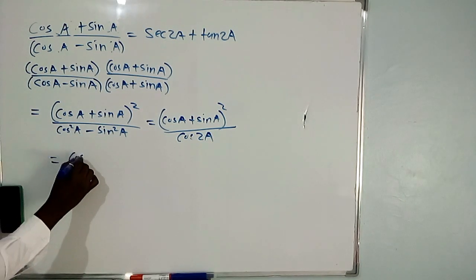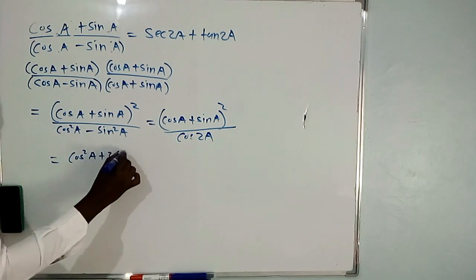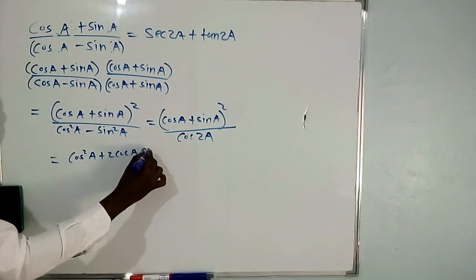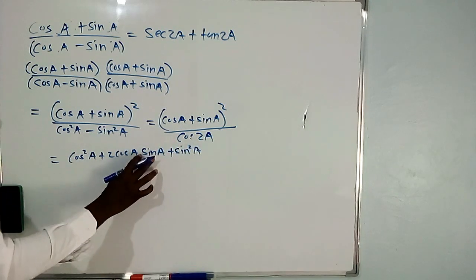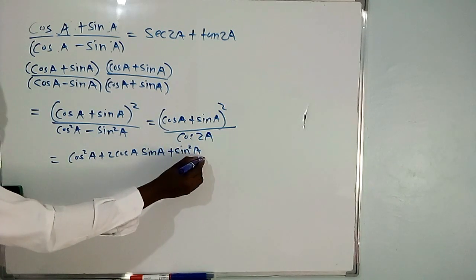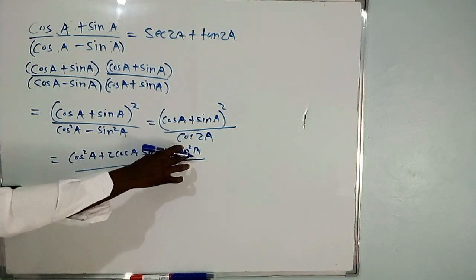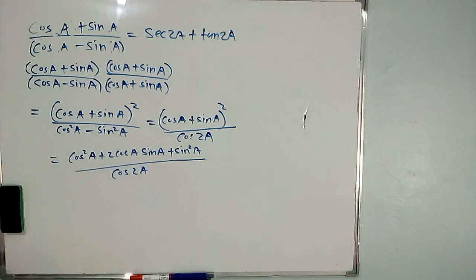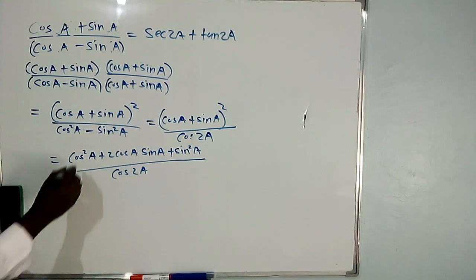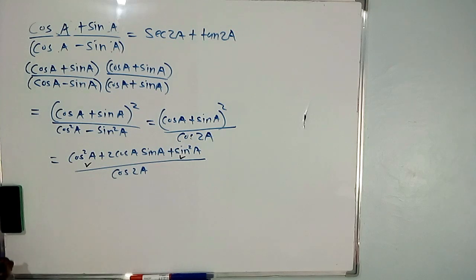So having expanded that, you now take it back to your equation. So we have cos squared A plus 2 cos A sin A plus sin squared A all over cos 2A. Then you ask yourself, what is this? You rearrange. Cos squared A plus sin squared A is what? The Pythagorean identity, isn't it?